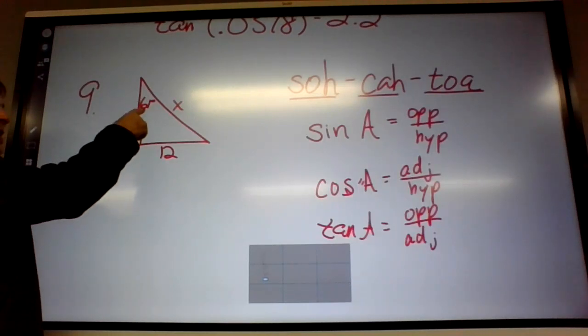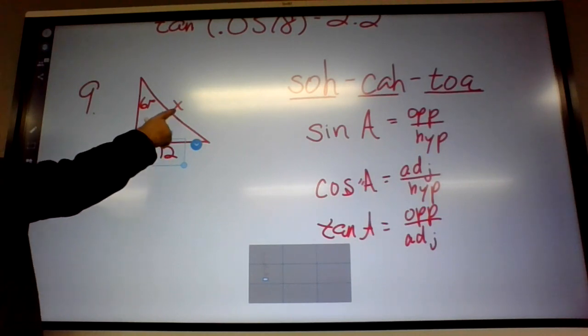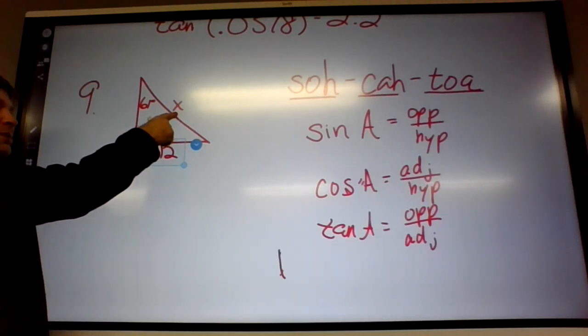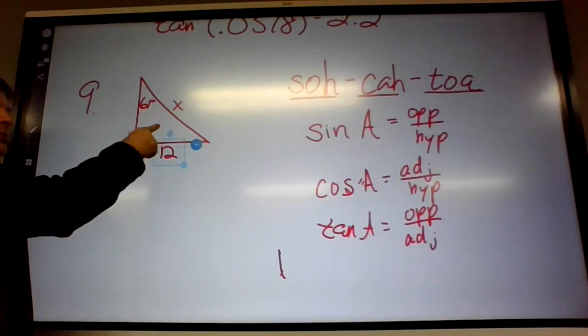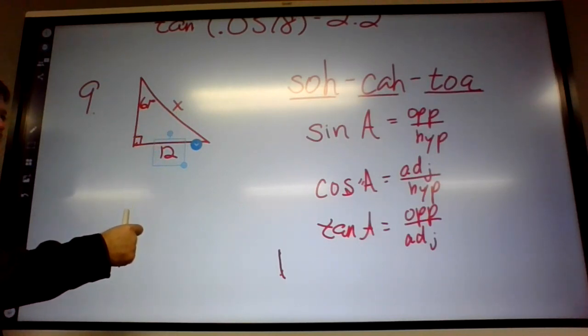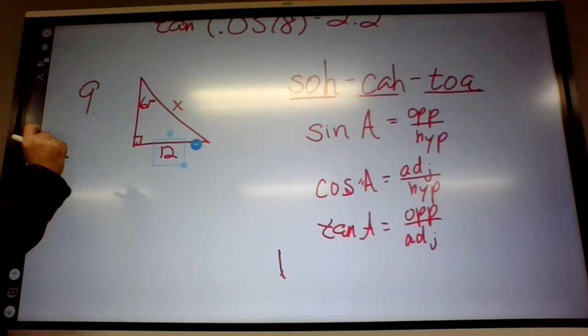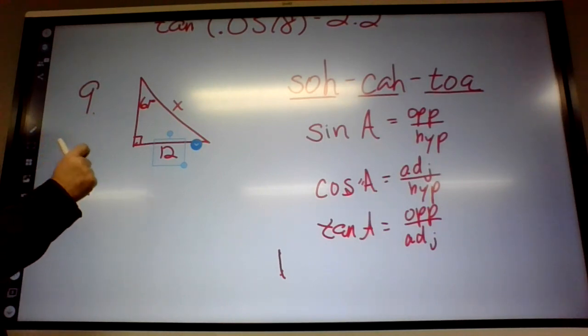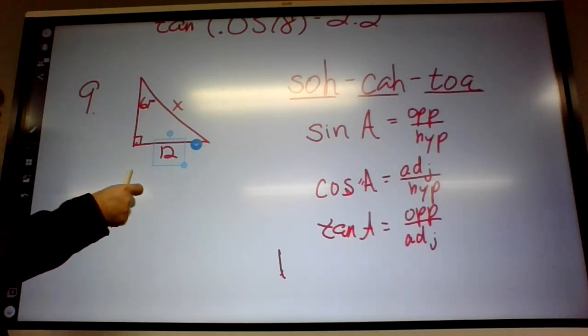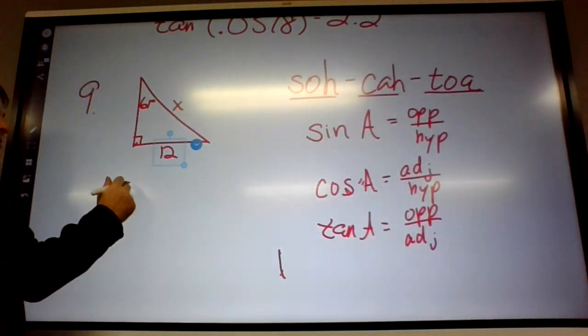So relative to this angle, what's the side we know called? Opposite. What's the side we're looking for called? Hypotenuse. Which trig function deals with opposite and hypotenuse? Squared plus squared? She was saying Pythagorean theorem. That's not what we're doing. Sine. Which trig function uses opposite and hypotenuse? Sine. So we're going to use sine to solve this.